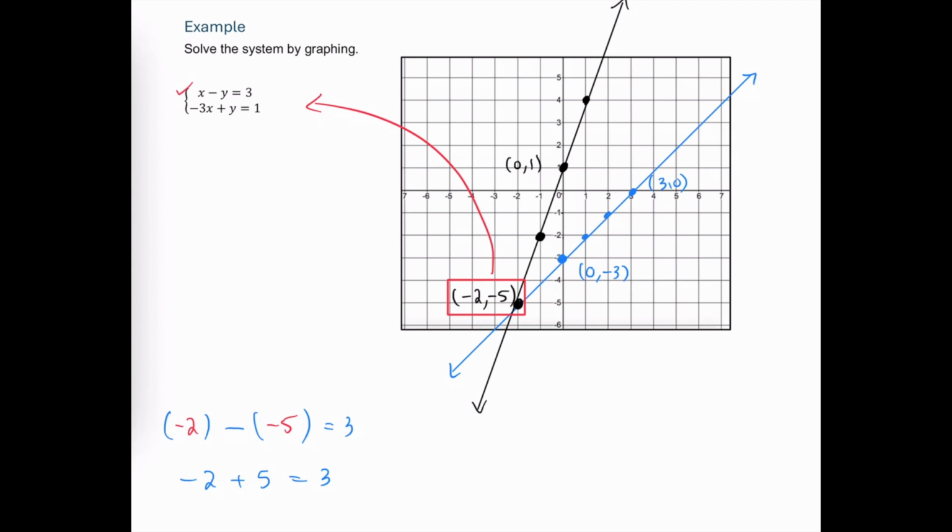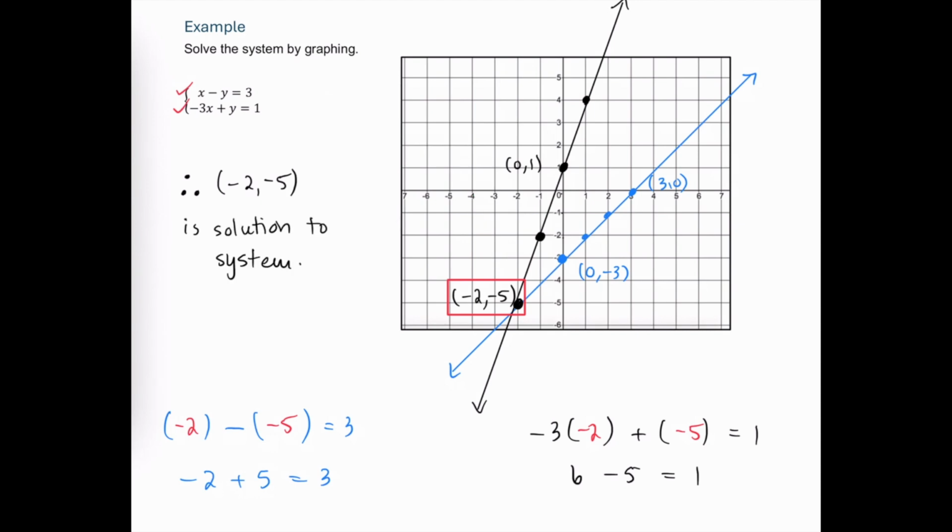Now let's check it in the second equation, plug -2 in for x and -5 in for y. Now we evaluate to get positive 6 minus 5, and this does equal 1, so our ordered pair is a solution to the second equation. And we'll say, therefore, -2, -5 is the solution to the system because it's the point that is on both of the lines, essentially the intersection point.